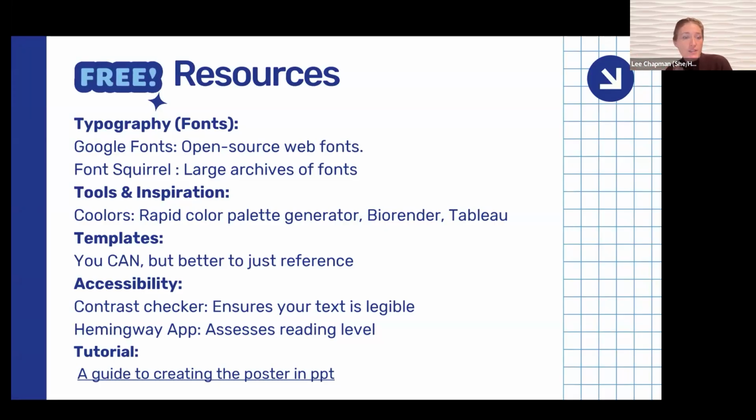Accessibility, which Brintha will get into. So, contrast checker. There's a website where you can plug in your foreground and your background colors to make sure there's enough contrast so it's legible. The Hemingway app: when we're talking about condensing our research, you can put all of your text into the Hemingway app and it will tell you what reading level it's at.